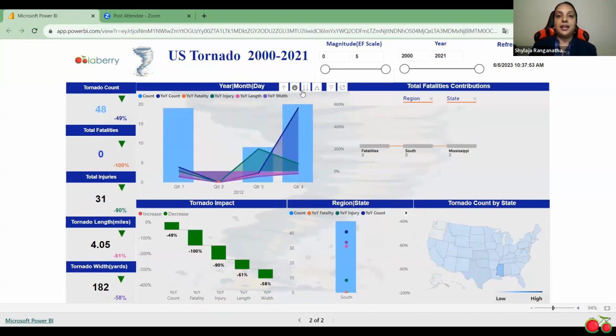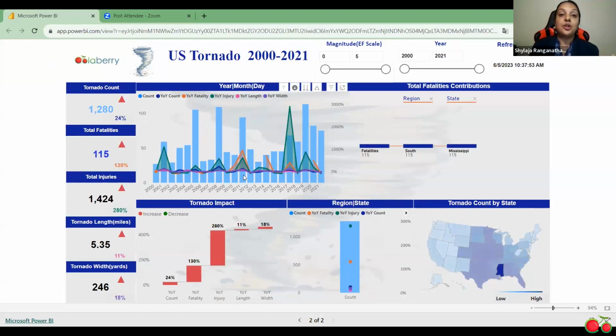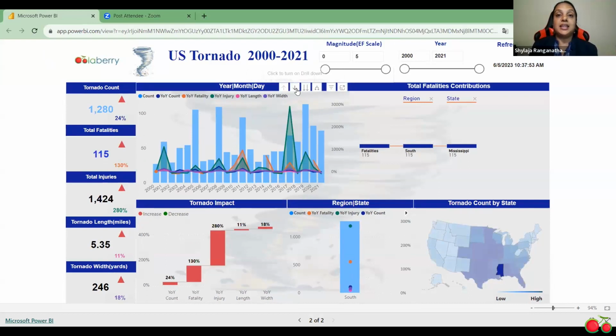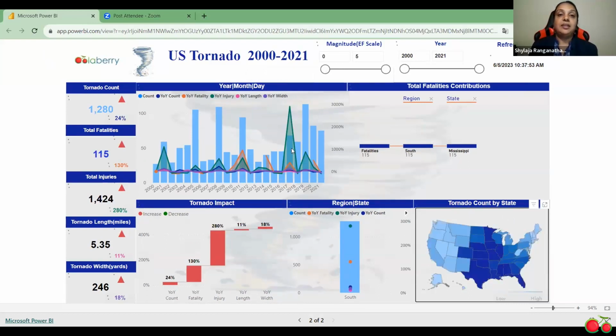Okay, so you can see I have to do the drill down, and then in Mississippi, you can see my year-over-year tornado count, fatalities and injuries have dropped down 49%, 100%, and 90%. My fatalities is completely zero here. But when we compare it to 2011, you can see that there was a tremendous increase, right? Year over year for Mississippi, it is 135%, 950%, and 16%. So in 2012, we can see a positive insight here.